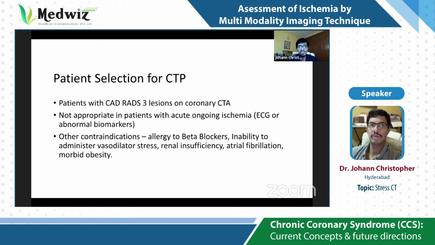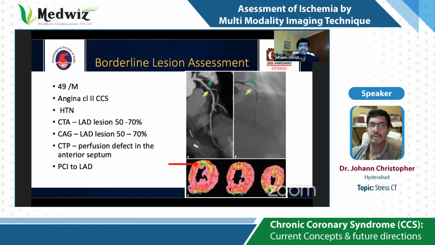And what is fundamental here is the right patient, and that has been enunciated by all the speakers. You need to look at patients who are CAD-RADS3 on coronary CT, or what we commonly call intermediate patients and intermediate lesions. Not appropriate in patients with ACS, not appropriate in patients who have allergies to drugs like beta blockers, who have atrial fibrillation, who have AKI, or where you cannot give vasodilatory stress.